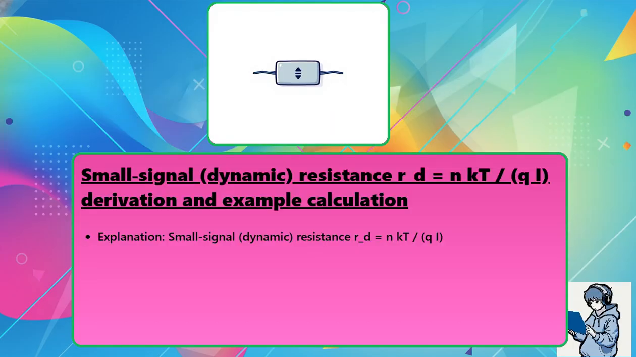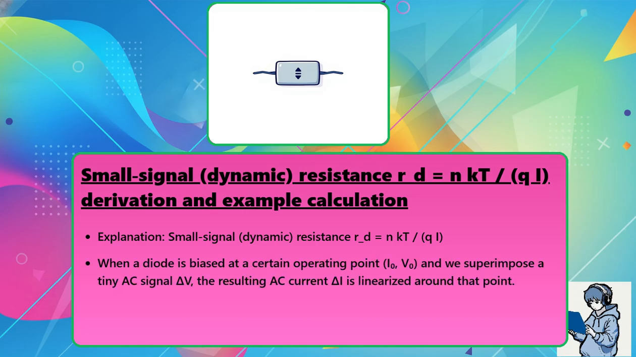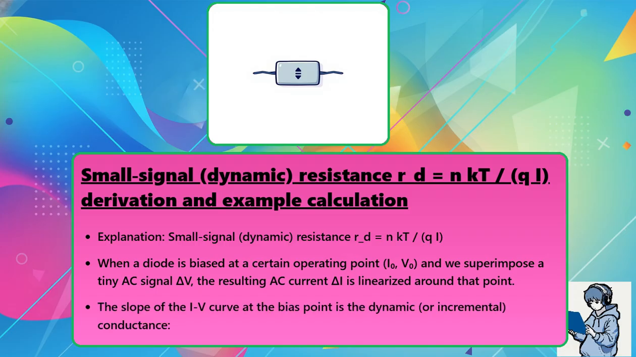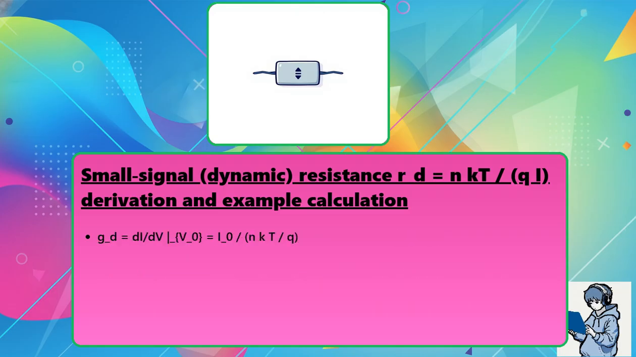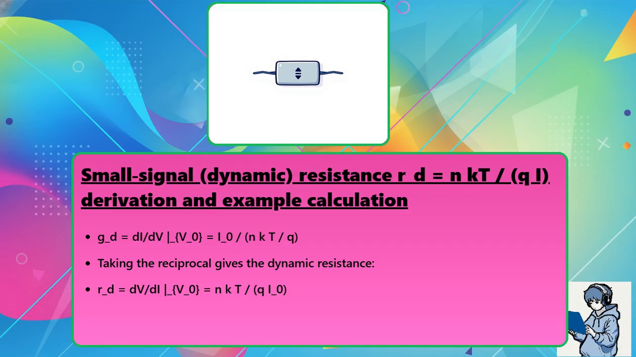Explanation: small signal dynamic resistance, R_D equals nkT divided by qI. When a diode is biased at a certain operating point, I_0, V_0, and we superimpose a tiny AC signal ΔV, the resulting AC current ΔI is linearized around that point. The slope of the IV curve at the bias point is the dynamic or incremental conductance. G_D equals dI/dV evaluated at V_0, equals I_0 divided by nkT/q. Taking the reciprocal gives the dynamic resistance. R_D equals dV/dI evaluated at V_0, equals nkT divided by qI_0.